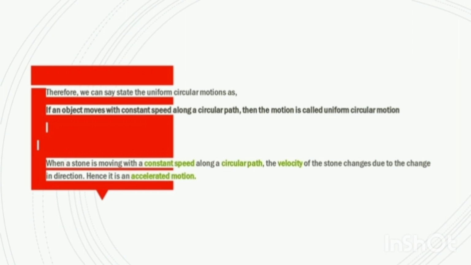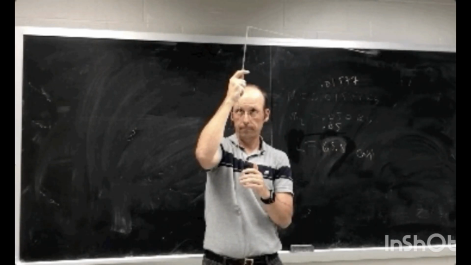When a stone is moving with a constant speed along a circular path, the velocity of the stone changes due to the change in direction. Hence, it is an accelerated motion.